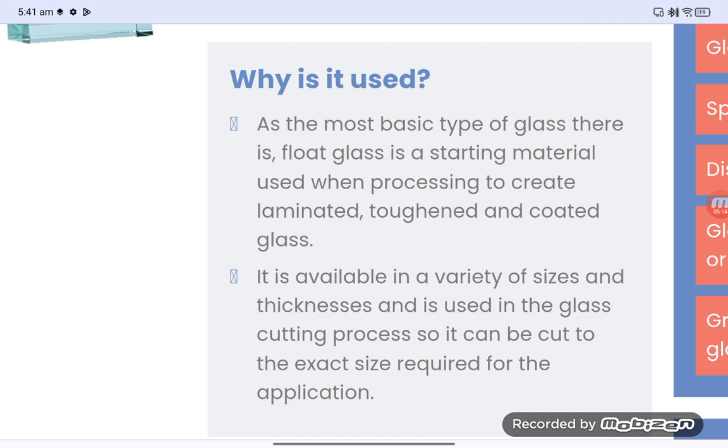As the most basic type of glass, float glass is a starting material used when processing to create laminated, toughened and coated glass. It is available in a variety of sizes and thicknesses and is used in the glass cutting process so it can be cut to the exact size required for the application.